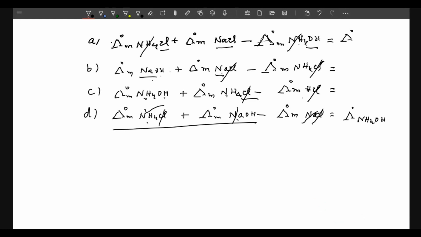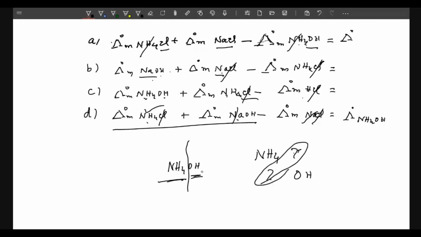In this way, you can easily do this. For ammonium hydroxide, what electrolytes are we in need of? I need one compound containing the ammonium ion and another compound containing the OH minus ion. Whatever the cation and the anion are, they should be subtracted using the other phase. By that also you can easily find this one.